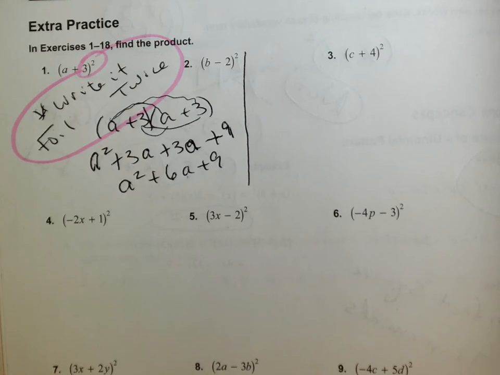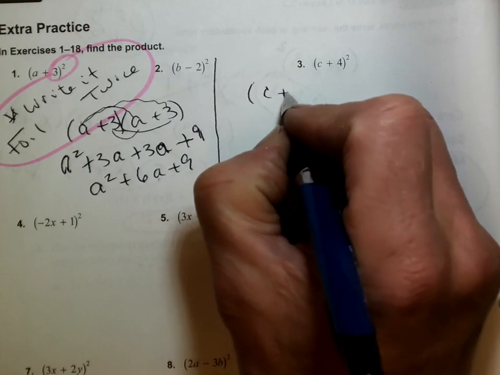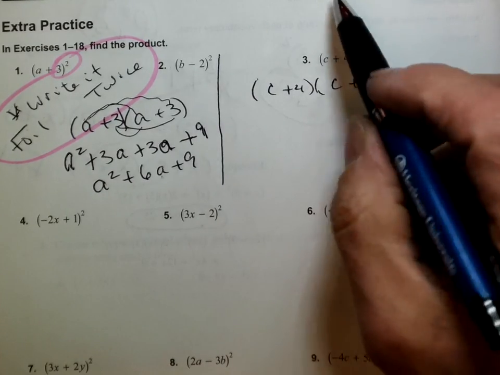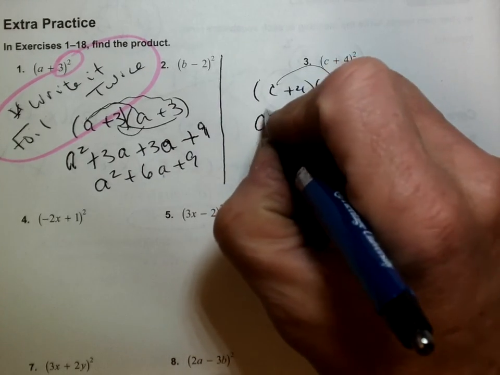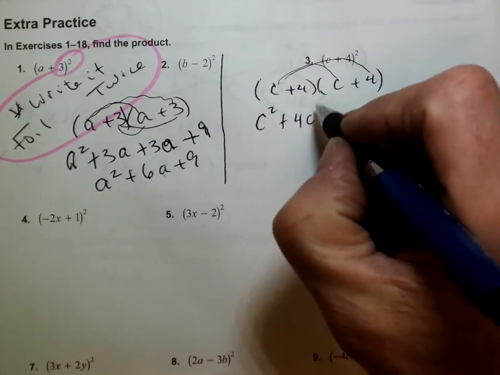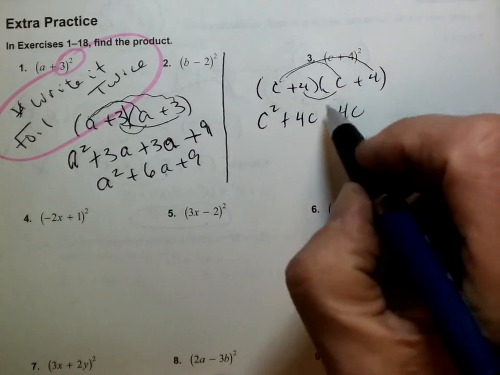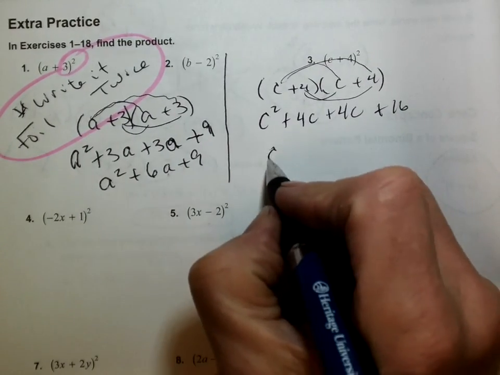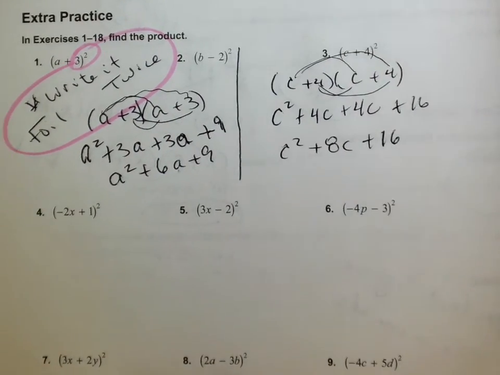Okay, hold on, Spencer. So, let's do it together. I have a c plus 4 times another c plus 4. So, first, c times c. What's c times c? C squared. C times 4, positive 4c. Another 4 times c is another positive 4c. Finally, 4 times 4 is... Everybody agree? So then I should get an answer of c squared plus 8c plus 16.